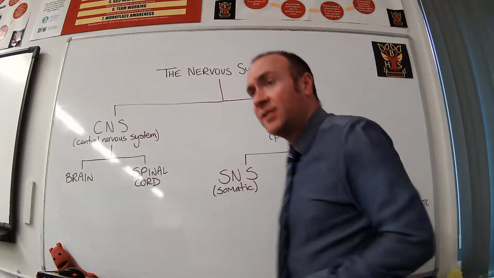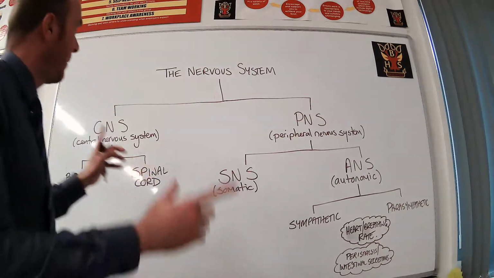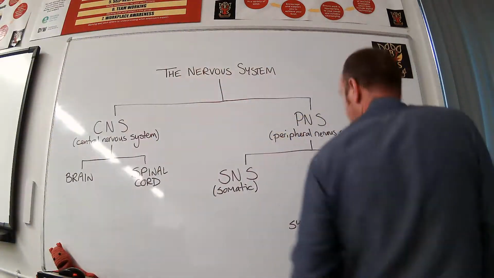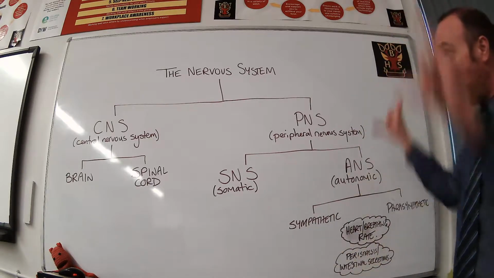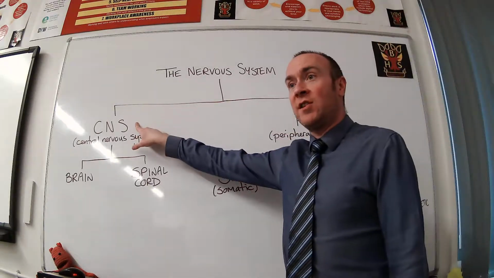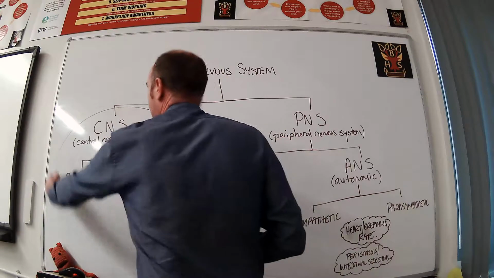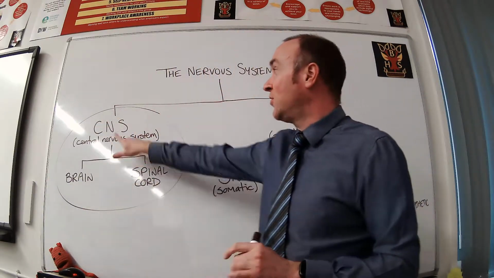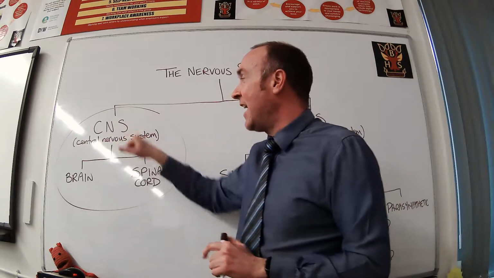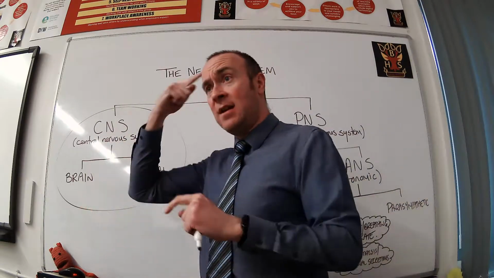So, to start off with, without any further ado, we're going to talk about the nervous system and how it is split up. It's considered to be two main parts. The central nervous system, which we'll deal with a bit first actually. This is purely lifted straight from the National 5 course. The central nervous system, or CNS, consists of the brain and the spinal cord.